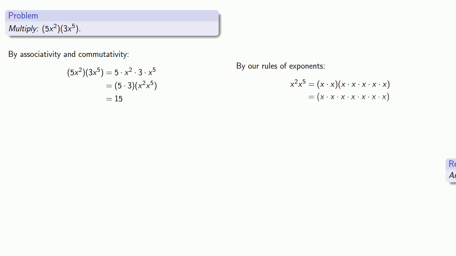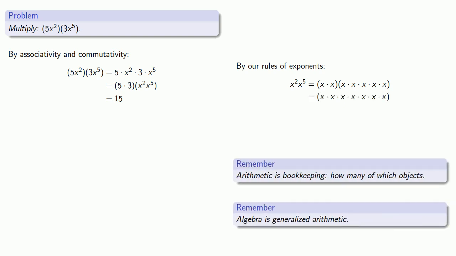And again, arithmetic is bookkeeping, algebra is generalized arithmetic. We want to keep track of how much we have. So we could write this long string of x's. But that's a bit tedious, and maybe we don't want to do that. However, definitions are the whole of mathematics. All else is commentary. We have 1, 2, 3, 4, 5, 6, 7 factors of x, so we can write this as x to the 7th.